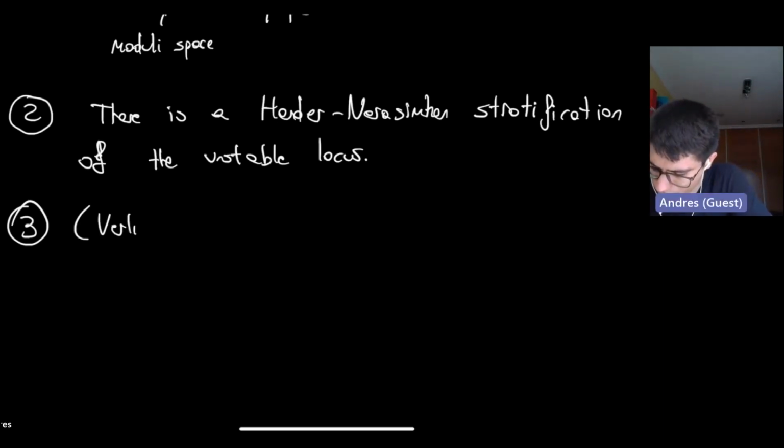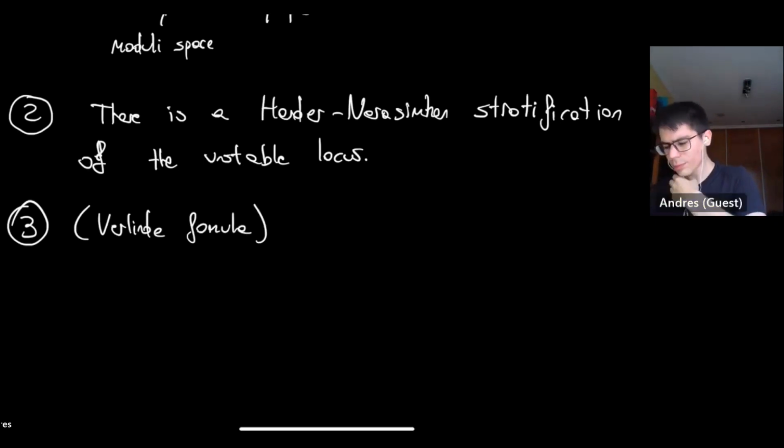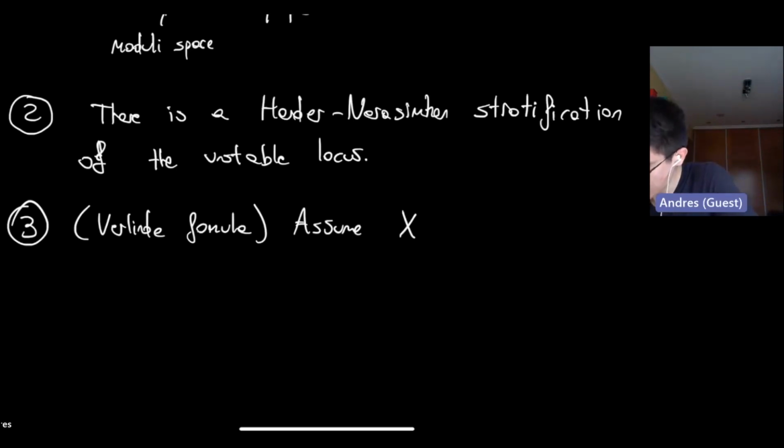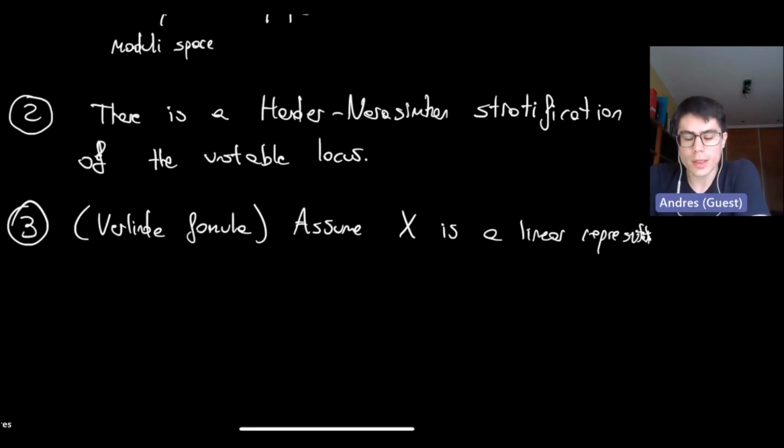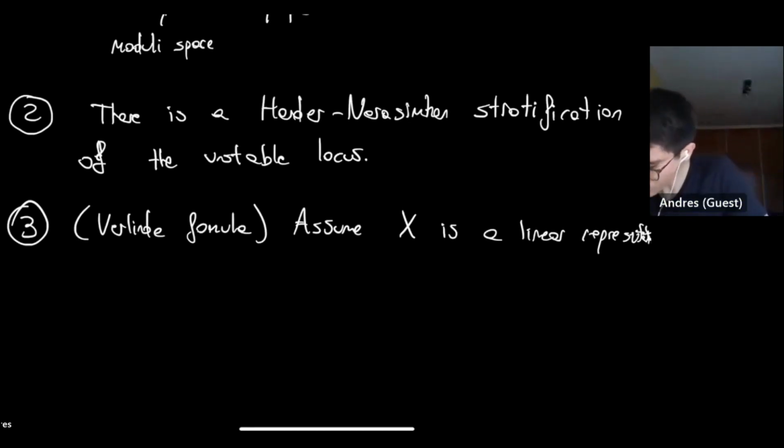This is a Verlinde formula for decorated bundles. So let's assume, for simplicity, that X is a linear representation of the group. So this includes the point, and it includes also the adjoint representation, but you can do many more. For example, Bradlow pairs or stuff like that if you take the standard representation.